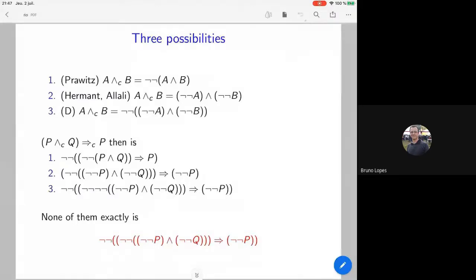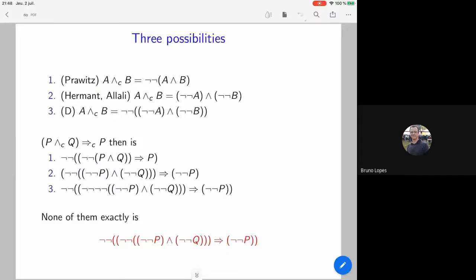It was to put the double negation on the propositions A and B instead of at the root of the formula A and B. So their definition was that A and B classical was not A and not B. Then I wanted to have the best of both worlds, and I decided that I could put as many negations as I wanted. So I defined the classical conjunction in such a way that A and classical B was not A and not B.